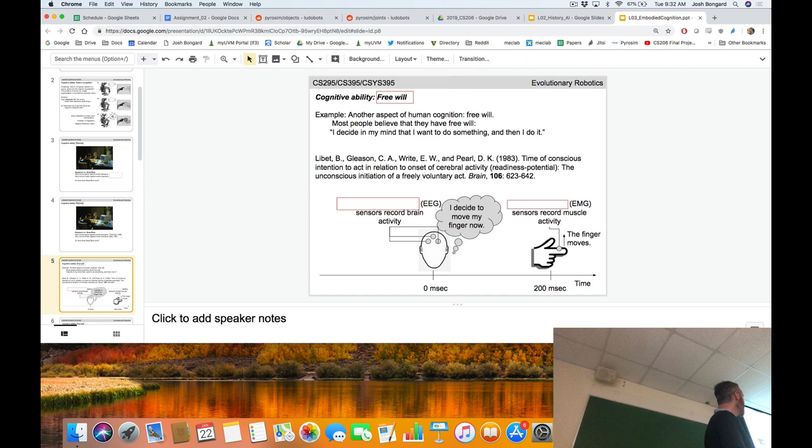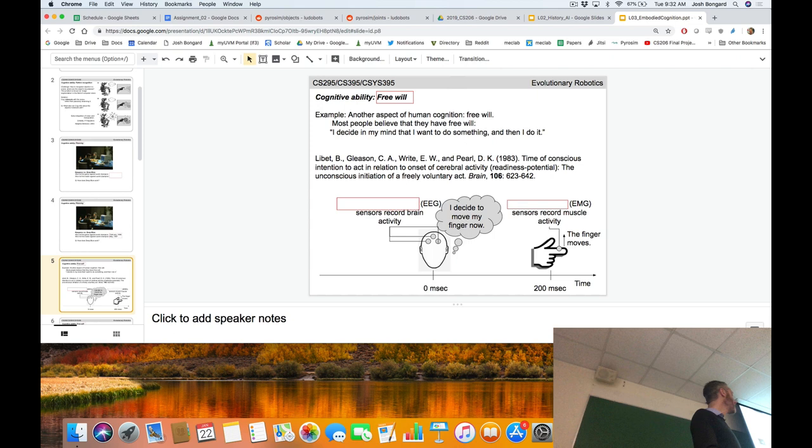Before we talk about an embodied approach to planning, let's pause for a moment and take a little bit of a detour into a different cognitive ability. Somebody mentioned that we're different from Braitenberg vehicles because we're conscious. We have free will. We can choose not to obey. We can choose not to chase the light source, right? Okay, let's have a look at free will for a moment.